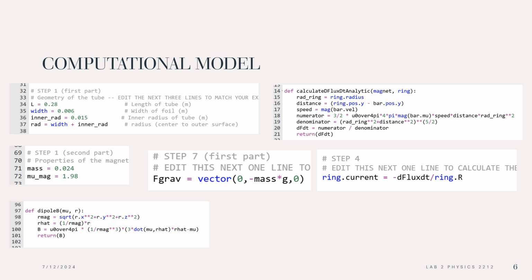Alright, moving on to our computational model. What you see in the top left corner here is what I just said, so I'm not going to stress over it too much. Mass, of course, is the mass of the magnet, and then the mu of the magnet, which I just talked about. Then we have our next equation, which is our function for the magnetic field. Pretty standard stuff, just using the magnetic dipole equation for that. And if we go up to the top right, this is our magnetic flux equation, which we used.